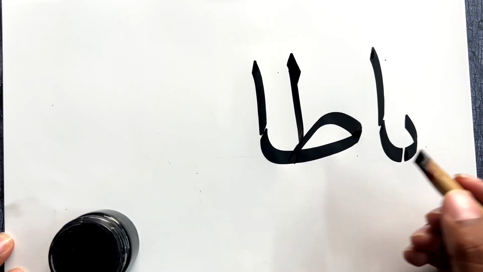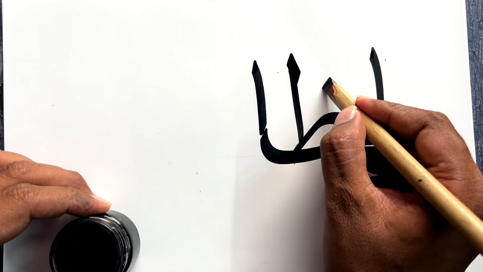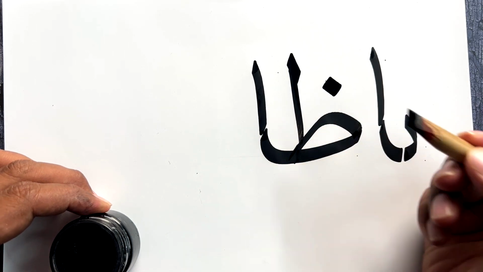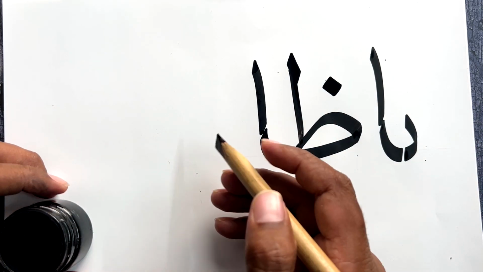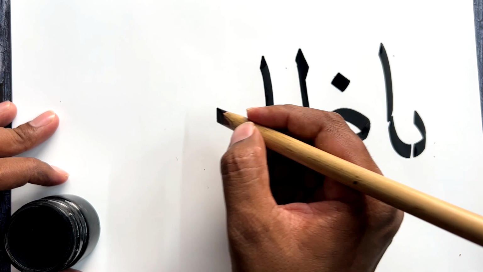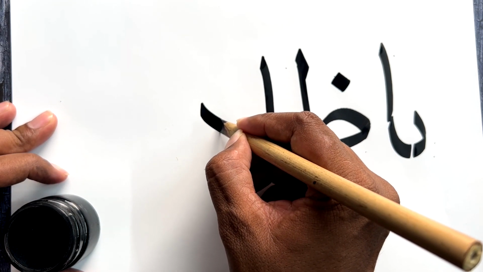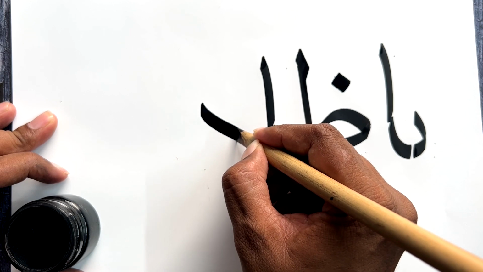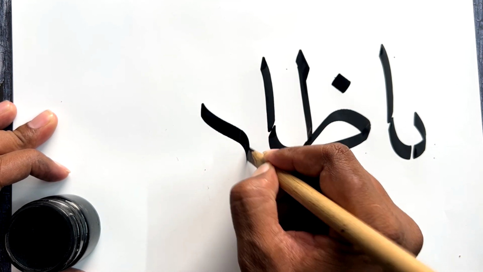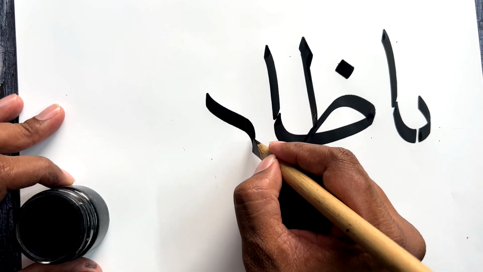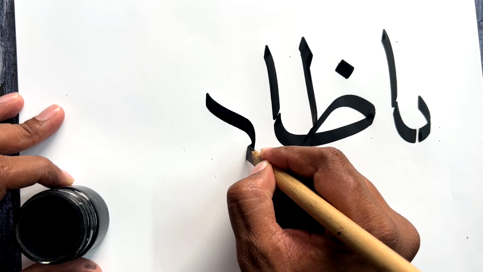Right? So now I have ha followed by ra. Let's make ha in the initial form. I'll take the same shape that is used for standalone for convenience of students. Come down slightly and then move up.